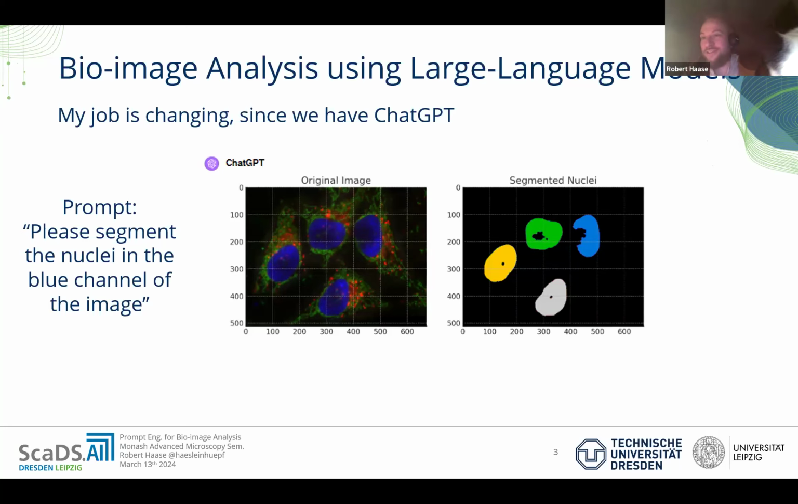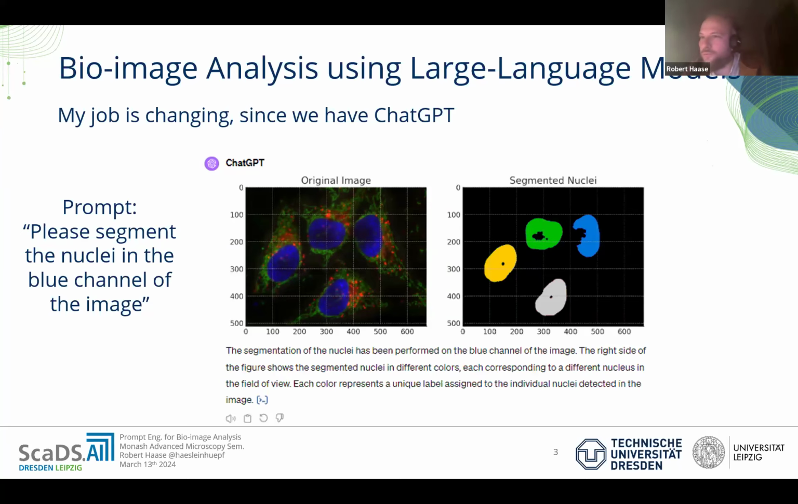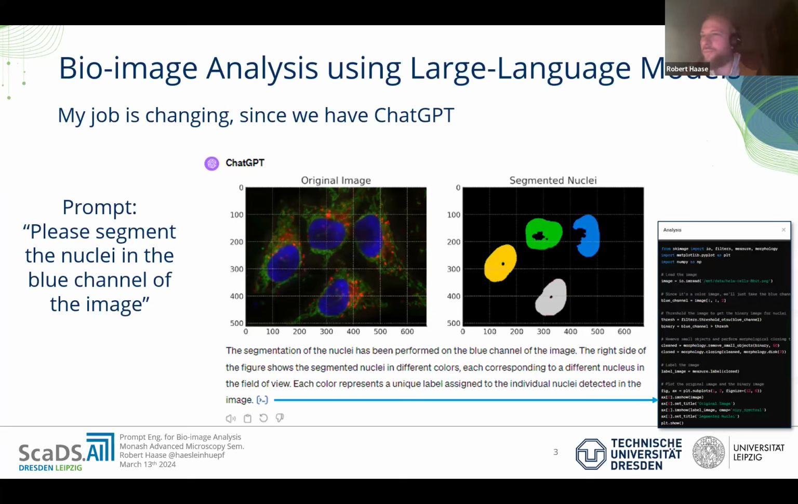The screenshot you see here is actually made by ChatGPT after uploading the image on the left and giving a prompt saying, please segment the nuclei in the blue channel of this image. So apparently, artificial intelligence is capable of replacing us to some degree. The AI can also explain what it was doing. There's commonly an explanatory text, and you can click on this little button here on the bottom to see the code which actually does that.